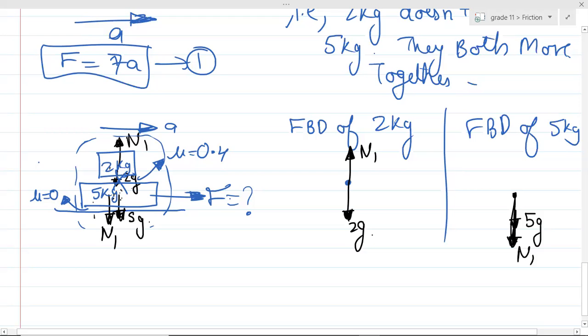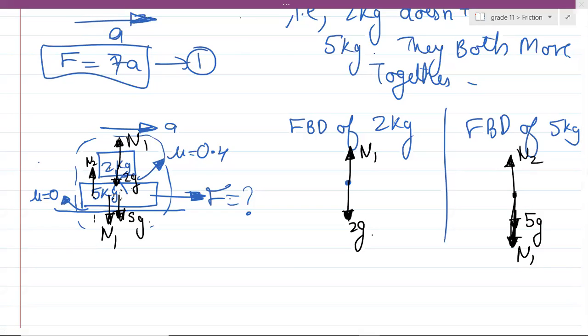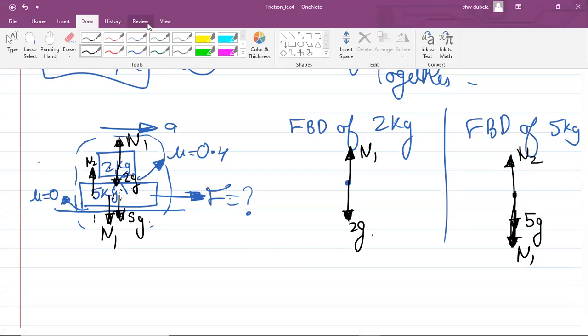Now, can you see it is in contact with the ground? So 5 kg will be subjected to one more force, which is basically N2 upwards. So these are all the forces which are in the vertical direction. Is it clear? Any doubt in this? Guys, are these forces clear which are there in the vertical direction?